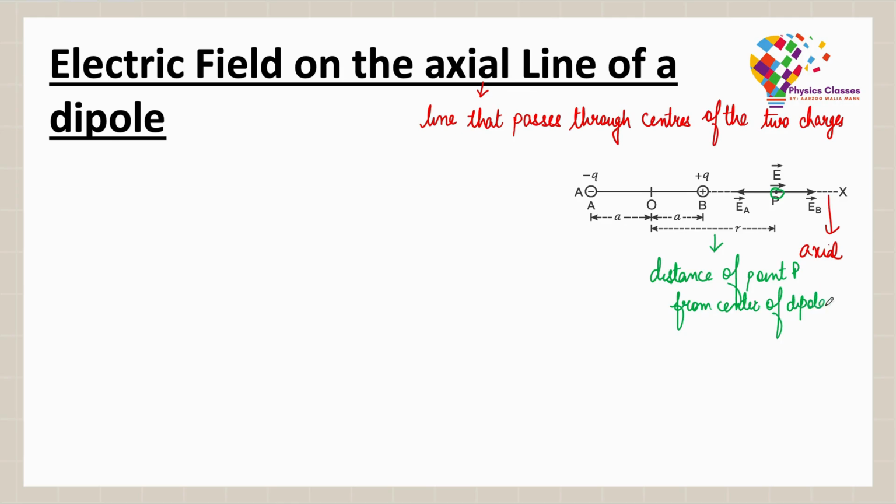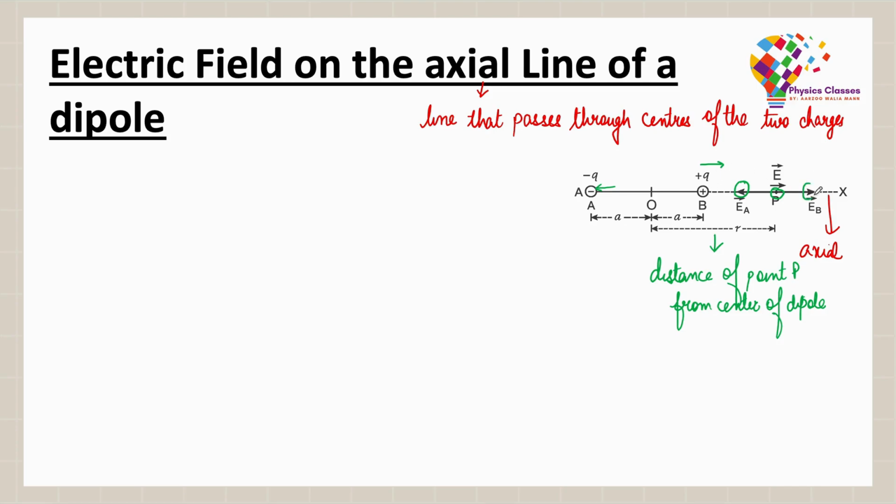Now, if I talk about the negative charge here, we already know from our prior experience that for a negative charge, the field is always towards the charge. So this is the direction of the electric field due to the negative charge. Therefore, you can see that the direction of the electric field due to the charge A is towards the left because it has to be towards the charge. For a positive charge, the direction of electric field is outwards, away from the charge. Therefore, the direction of electric field due to the positive charge at point B is this way.